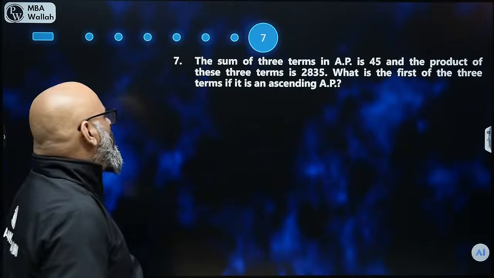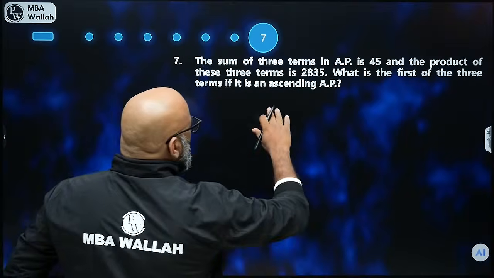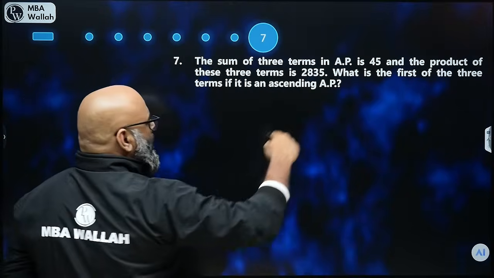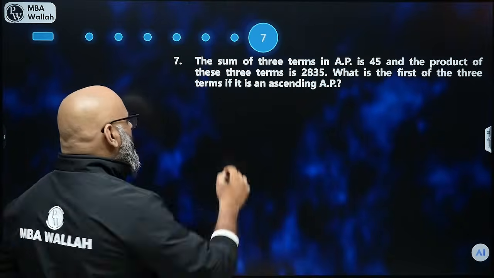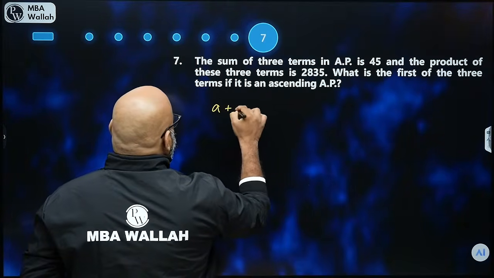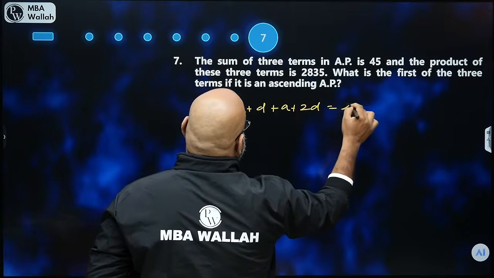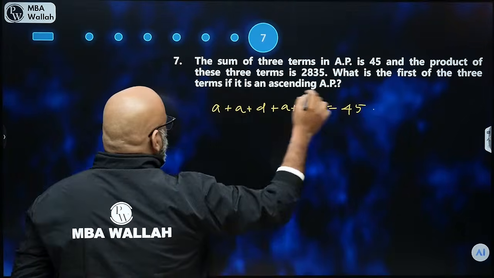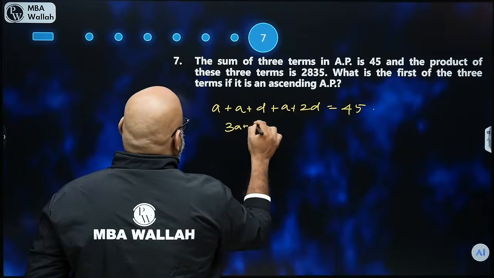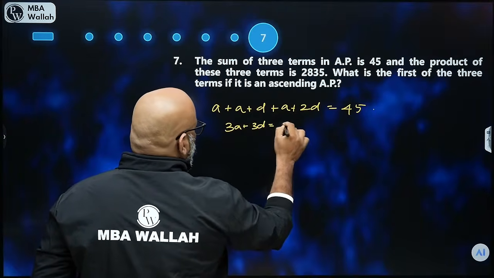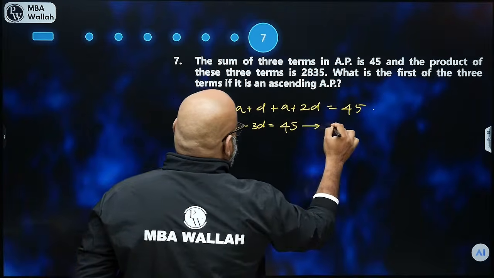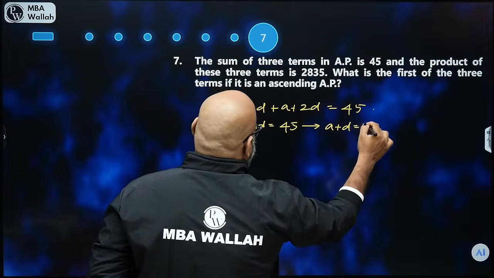So what I want to do is look at this and say there are three terms in an AP. Our minds would automatically say, let's take it A, A plus D, A plus 2D is equal to 45. From here you will get 3A plus 3D is equal to 45. From here I can say A plus D is equal to 15.